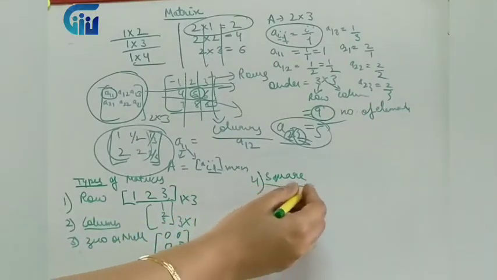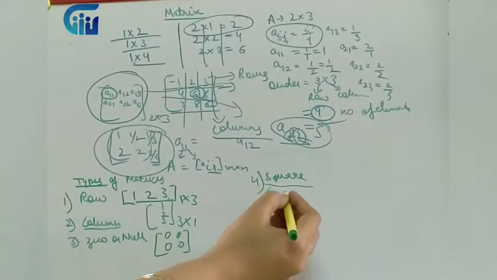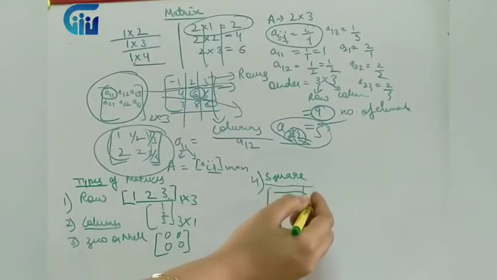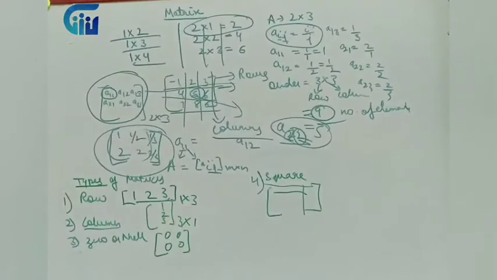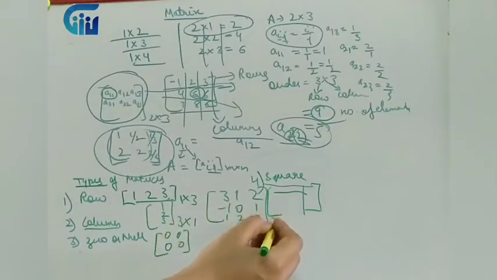Next we have a square matrix. So what is a square matrix? If the number of rows and the number of columns are equal, the matrix becomes a square matrix. Suppose I write here 3, 1, 2, minus 1, 0, 1, 1, 2, 3. You can observe 3 rows and 3 columns, so this is a square matrix.